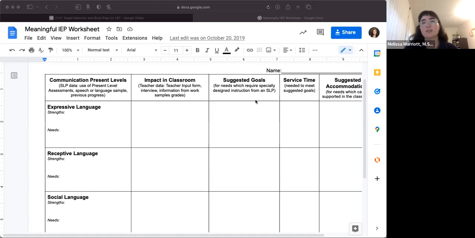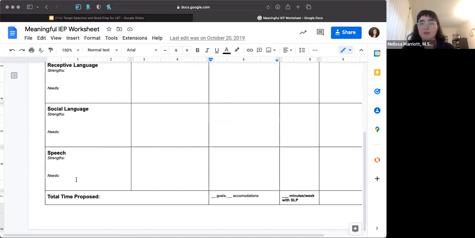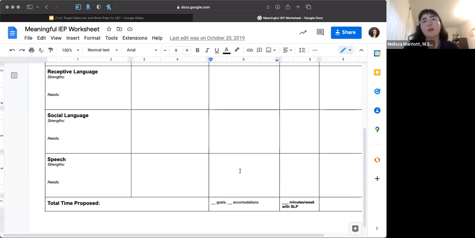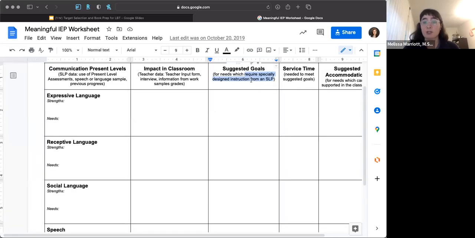But it's also important to consider which of these actually require specially designed instruction from a speech pathologist. So let's say, back to our example of a student who can't say an S sound, there is an impact in the classroom, but when the teacher reminds them to use their good S sound, they're able to do it. Well, that's not something that requires specially designed instruction. If anybody can provide that instruction, then it's not something that needs to be in our scope, right?